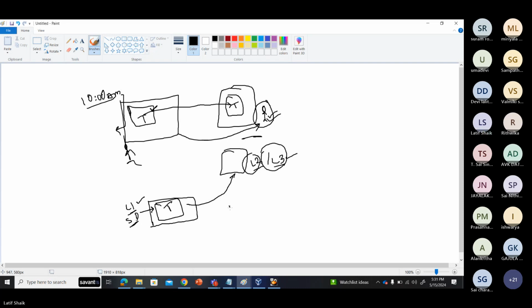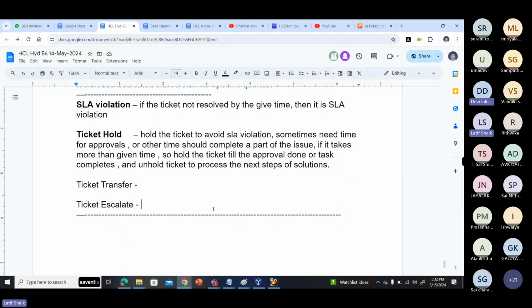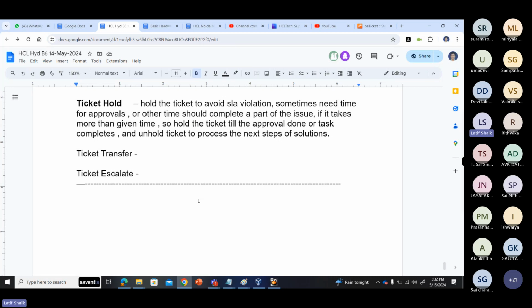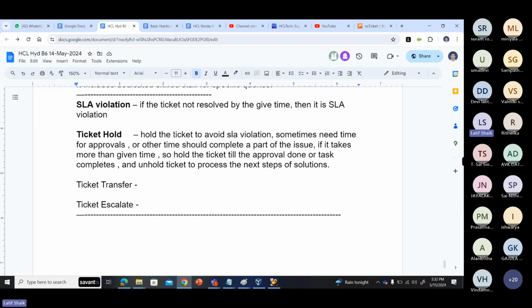What is escalation? It means that if L0 or L1 cannot support or resolve the ticket on their own, because the level of the issue is higher than their expected knowledge, they can escalate to other team members or to a higher team. Okay, this is ticket hold, ticket transfer, ticket escalation.